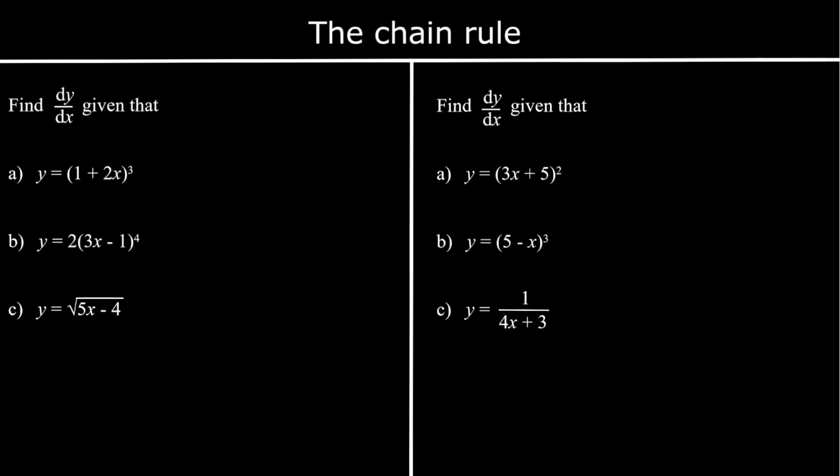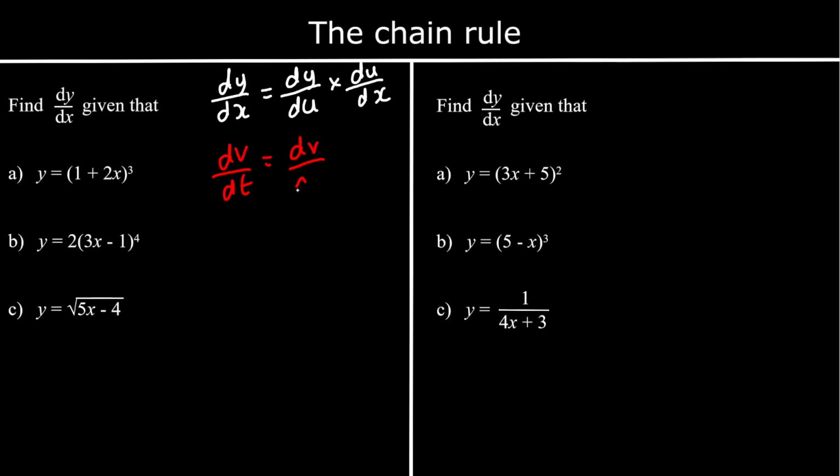The chain rule says that dy/dx is equal to dy/du times du/dx. So this is just like simplifying fractions. Here we've got a du on the top and the bottom. If we simplify them, we're left with dy/dx. And it works for any letters. So if we had dv/dt, that's the same as dv/dr times dr/dt.